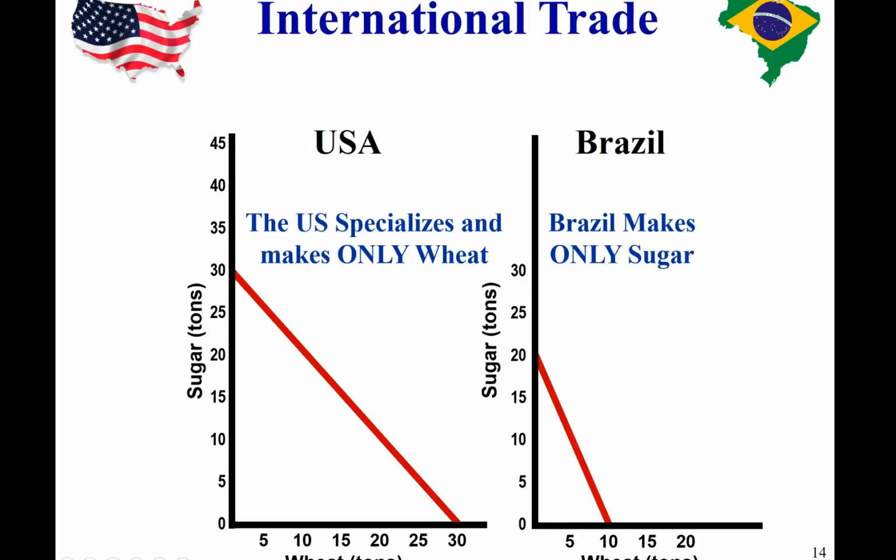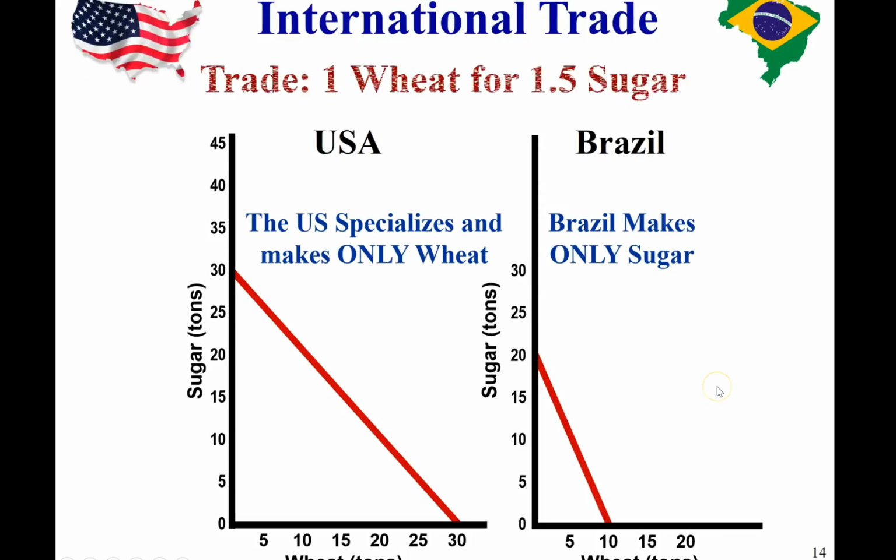Following from that information, we can say that the USA should specialize and produce only wheat, which means that 30 tons of wheat are going to be produced. And Brazil is going to specialize and produce only sugar, which means that 20 tons of sugar are going to be produced. We can see now what that's going to mean in terms of trade. The nations are going to have 30 tons of wheat and 20 tons of sugar to work with.